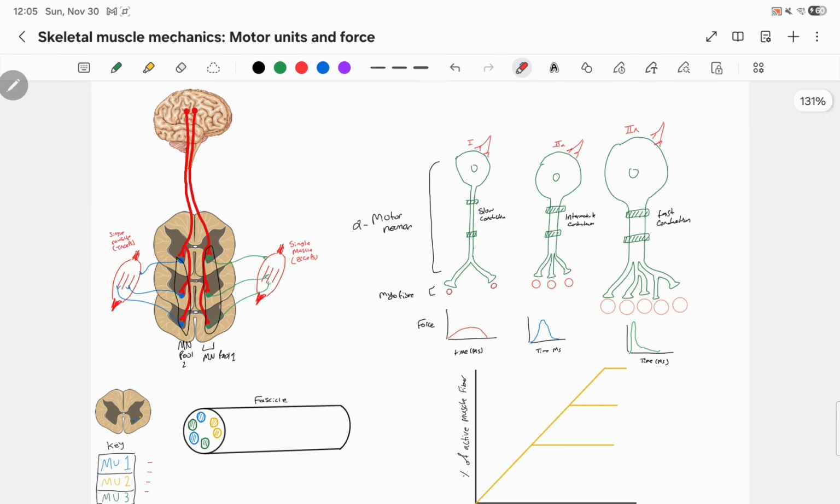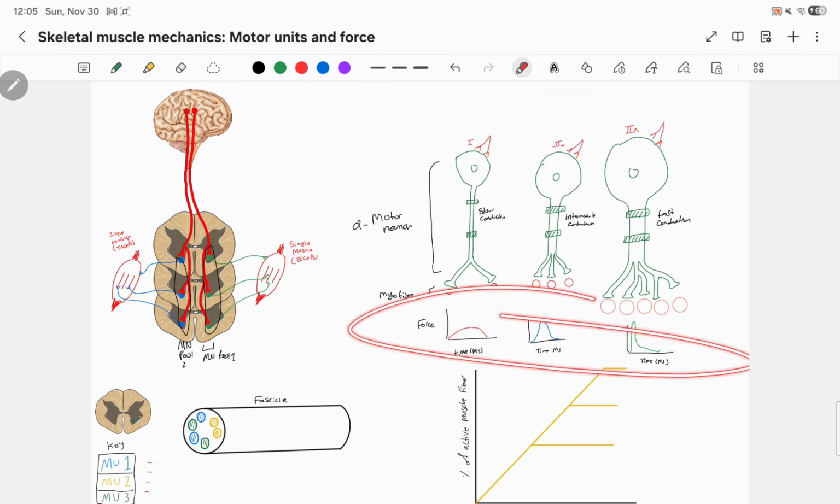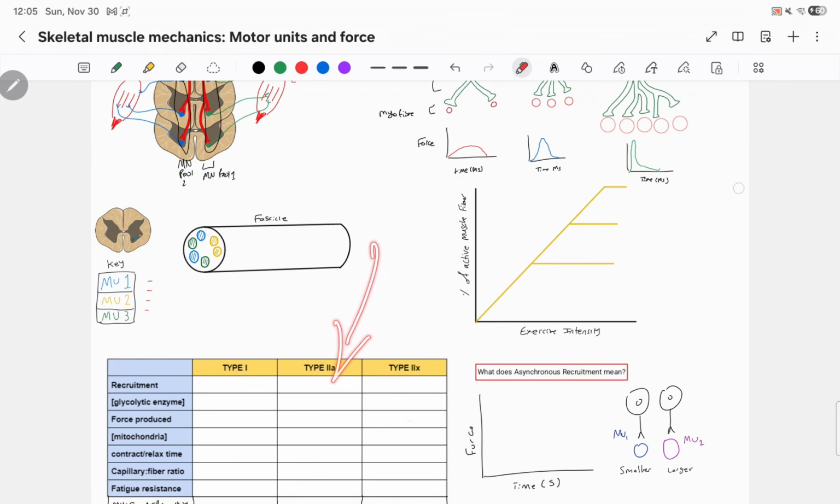Again, we've taken a look at these fatigue curves, these force production and twitch kinetic curves. These are important characteristics of these fibers to understand. And we'll dig into what actually creates these characteristics later.